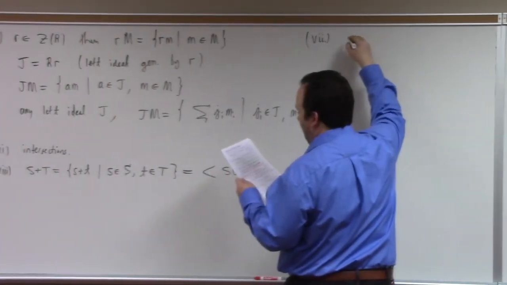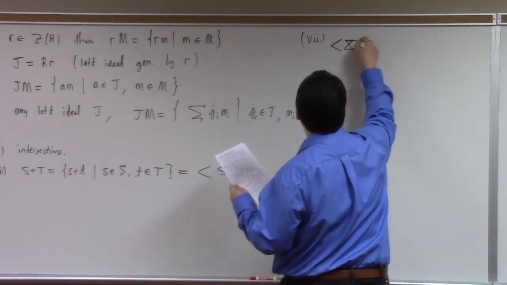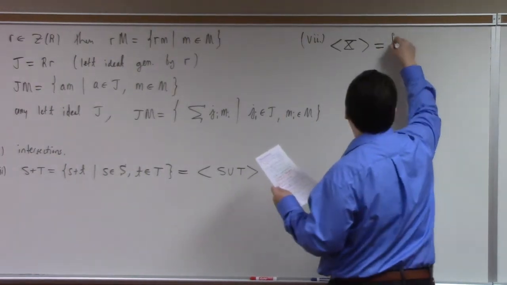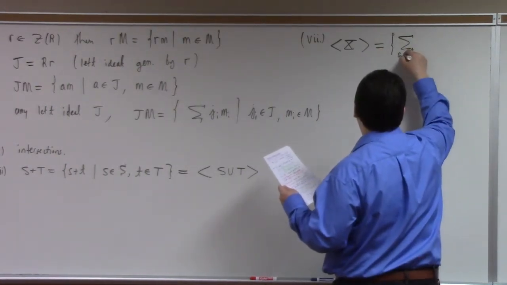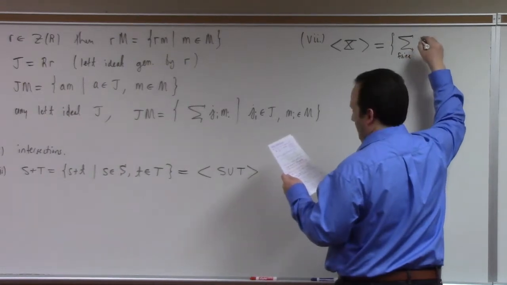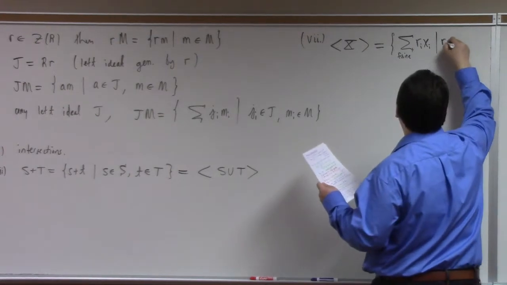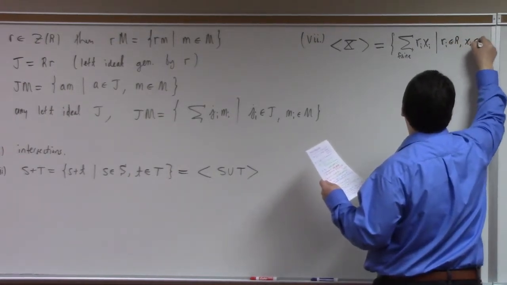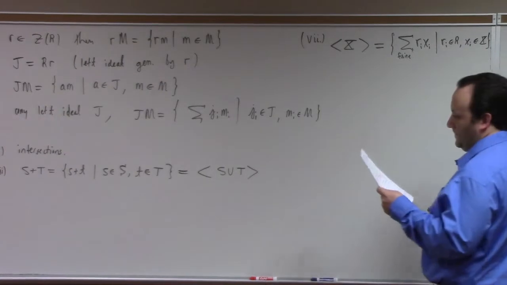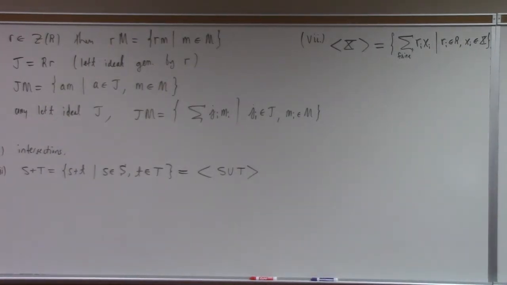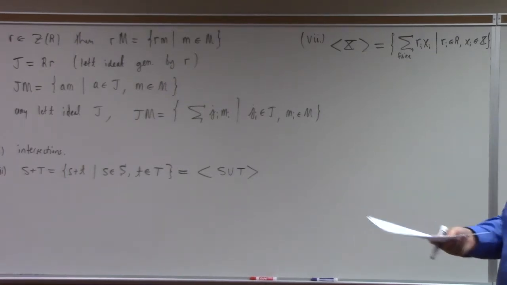So what does angle bracket X mean? It is finite sums of r sub i, x sub i, such that r sub i is in the ring and x sub i is in X. So this is the left module generated by X. All right. We say that a left R module is finitely generated if it has a what? A finite generating set. Very good.